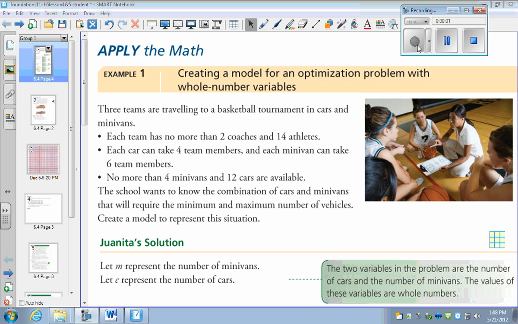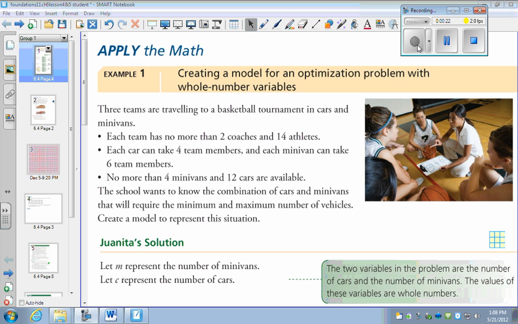So this video explains section 6.4 and section 6.5 because they're very closely related. Okay, we're just going to go through an example that was in the book and look at the solution. So section 6.4 is about creating the model for optimization problems. And an optimization problem means that we want to get an optimal result.